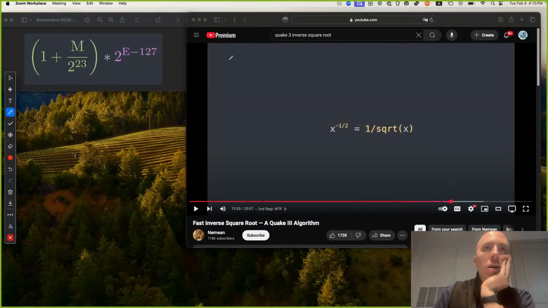So our goal was to compute 1 over the square root of y. But our goal equivalently is just to do y to the negative 1/2 power. That's it. Okay.